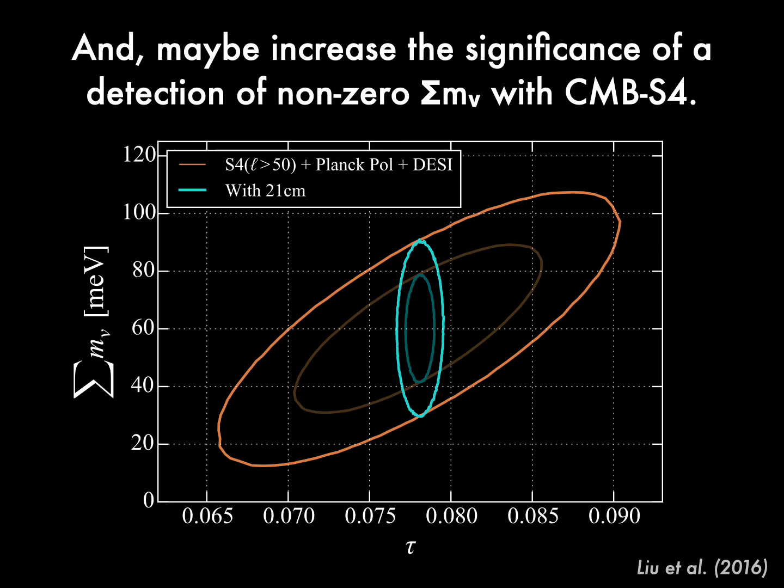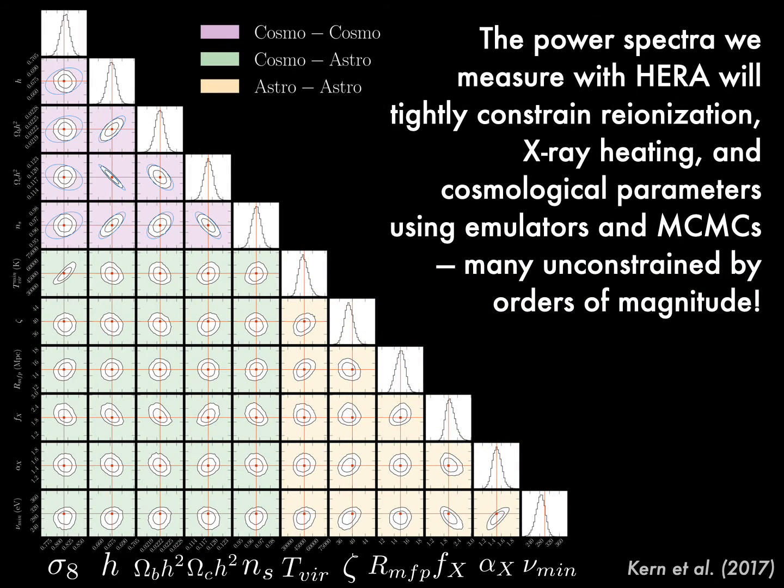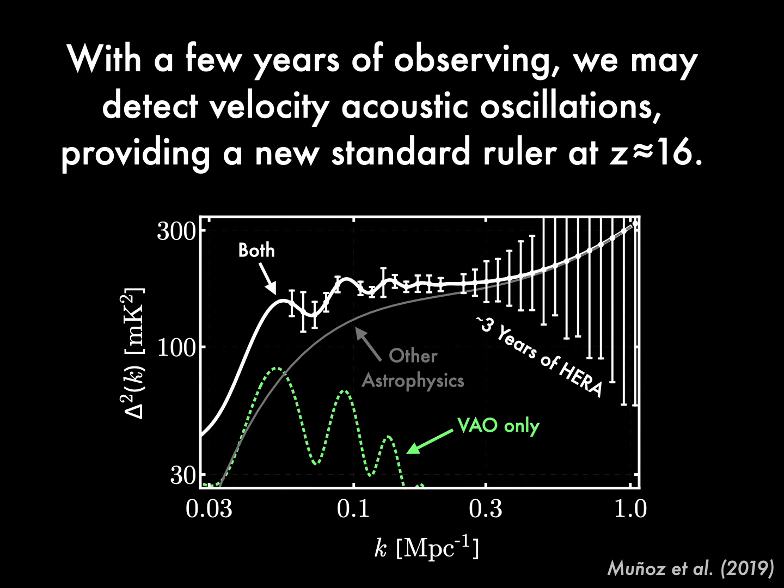And of course, beyond just tau and helping out our friends across cosmology, there's a lot of interesting astrophysics to explore as we push to higher and higher redshifts beyond reionization, even if EDGES turns out to be wrong. Even if EDGES is wrong, there's still interesting astrophysics going on at redshift 17. And in particular, there's this complex interplay of reionization astrophysics, X-ray heating and cosmological parameters, and we should be able to constrain those things, many of which are currently unconstrained by orders of magnitude, quite well with HERA, as we showed in an example here, building an emulator on top of 21cmFAST to do this kind of thing.